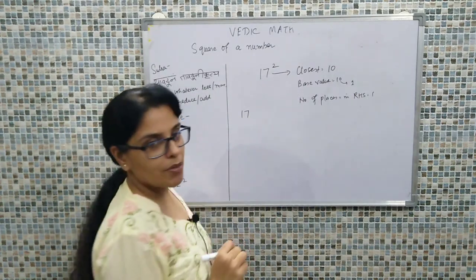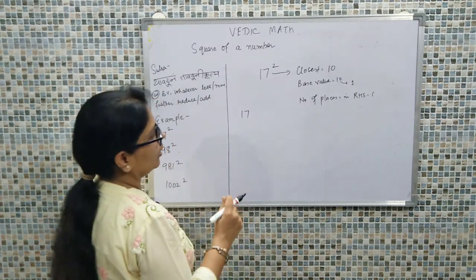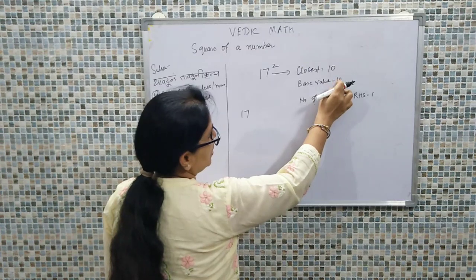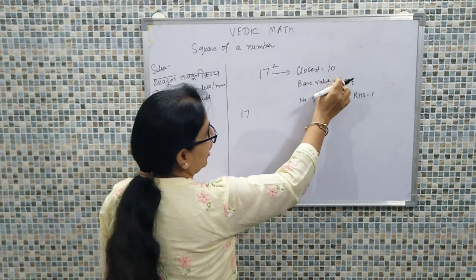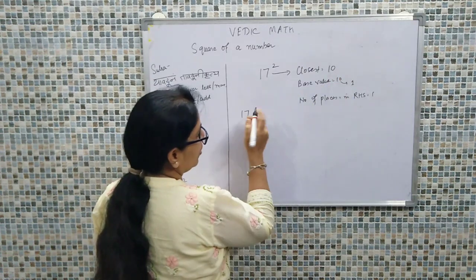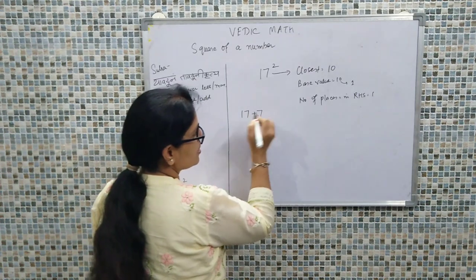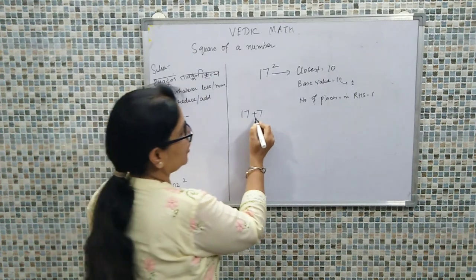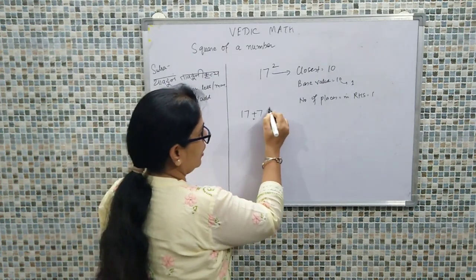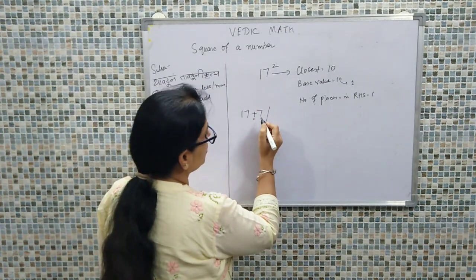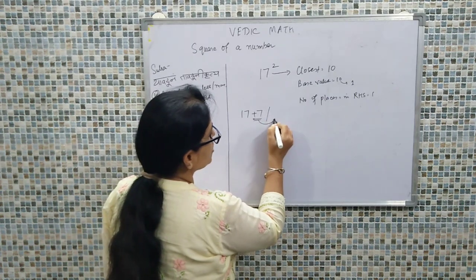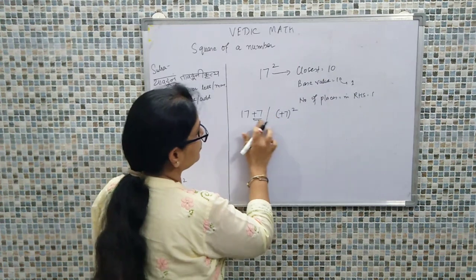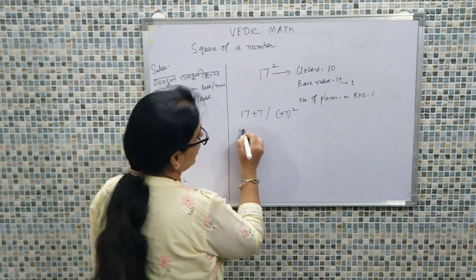We have the number 17 whose square we have to calculate. Now if we compare this value with the base value, what is our base value? Base value is 10. अगर इस बेस वैल्यू से इस नंबर को कंपेयर करें तो वो कितना ज़्यादा है? 7 ज़्यादा है. And when we talk about 7 more, it means we have to use plus. Next, दूसरे पोर्शन में हम क्या करेंगे? इसी वैल्यू का हम स्क्वायर लिख लेंगे. So that will be +7 whole square. Okay, now let's proceed for the calculation.